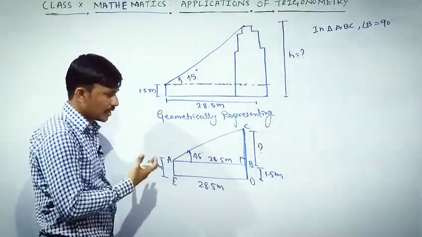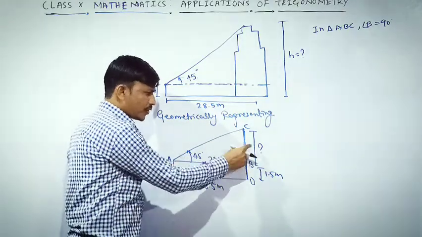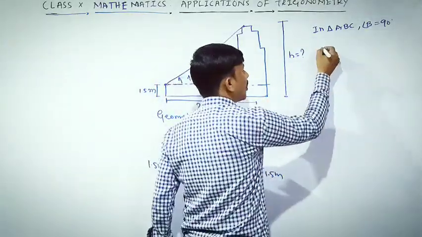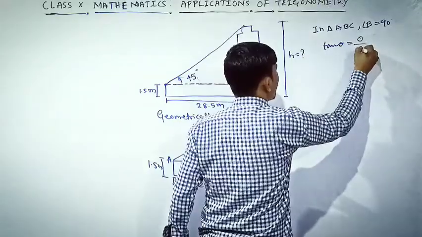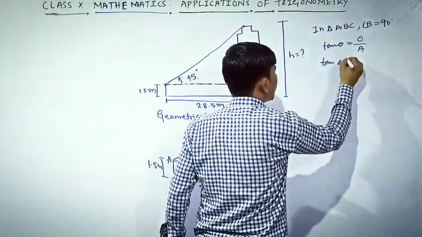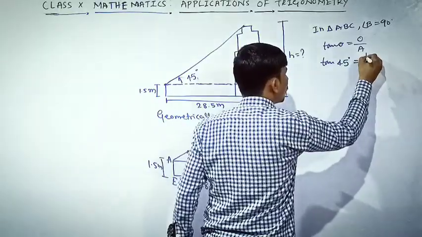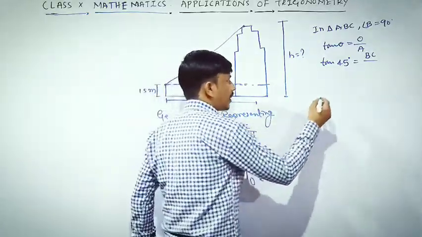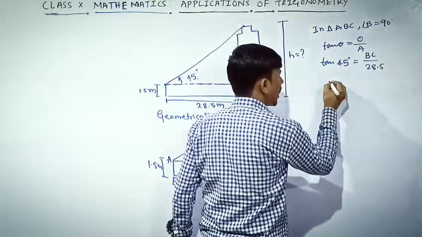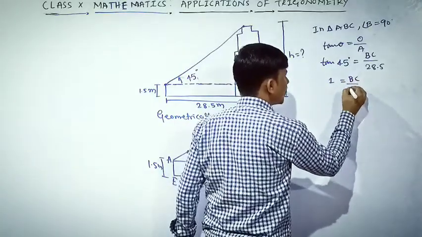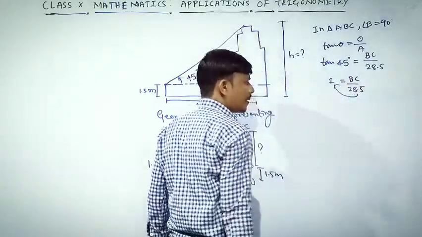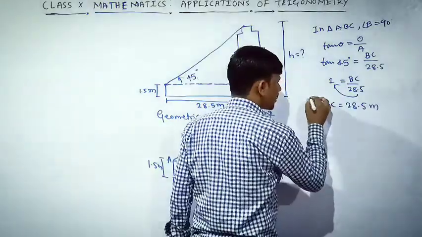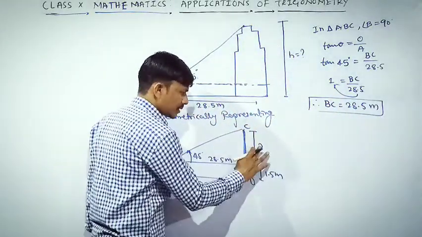Then applying tan values. Tan is what? Opposite divided by adjacent. What is opposite here? BC divided by AB. Tan theta is equal to opposite divided by adjacent. What is theta value? 45 degree. What is opposite value? Don't know. It is BC. BC divided by, what is adjacent value? 28.5. Tan 45 degree value 1 is equal to BC divided by 28.5. Division will become multiplication. Therefore, BC is equal to 28.5 meter.